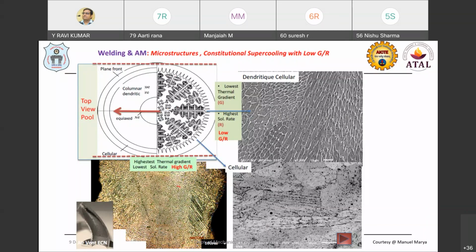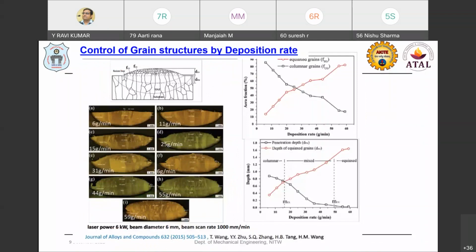You can see in this central zone we have equiaxed dendrites, because the solidification rate is slow in the central portion compared with the outer boundary or outer surrounding area. And when the solidification rate is slow, we are going to have that kind of cellular dendritic structure. These cellular structures can be observed in materials, even in TIG or MIG welding conditions. And how can we control this grain structure? By the deposition rates.